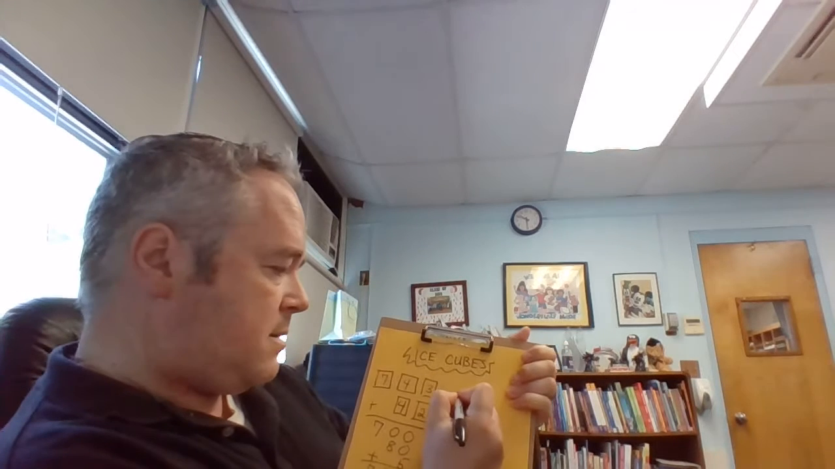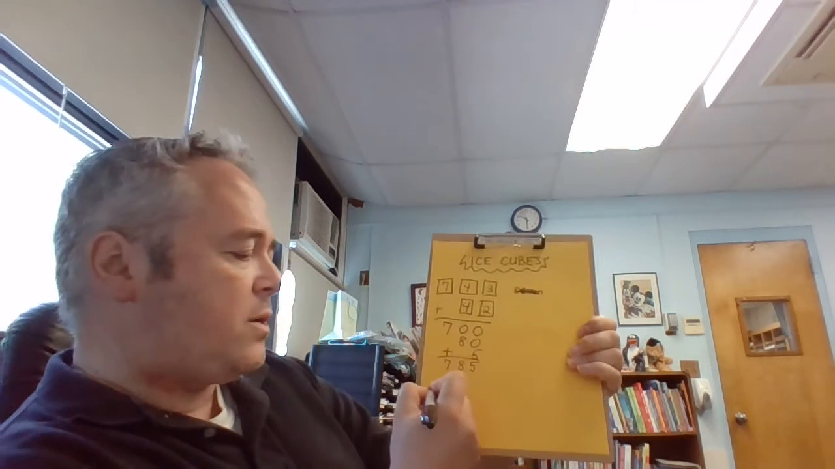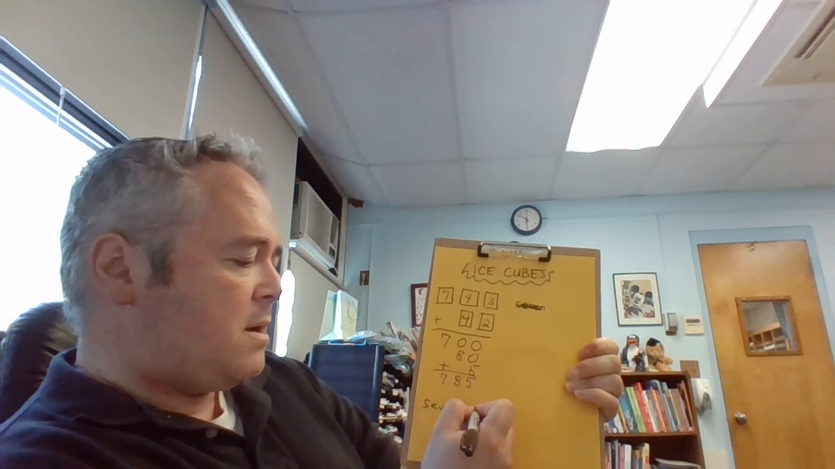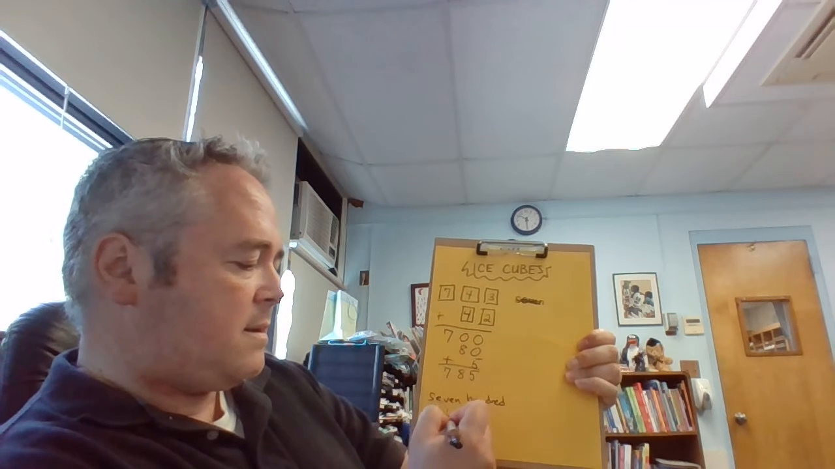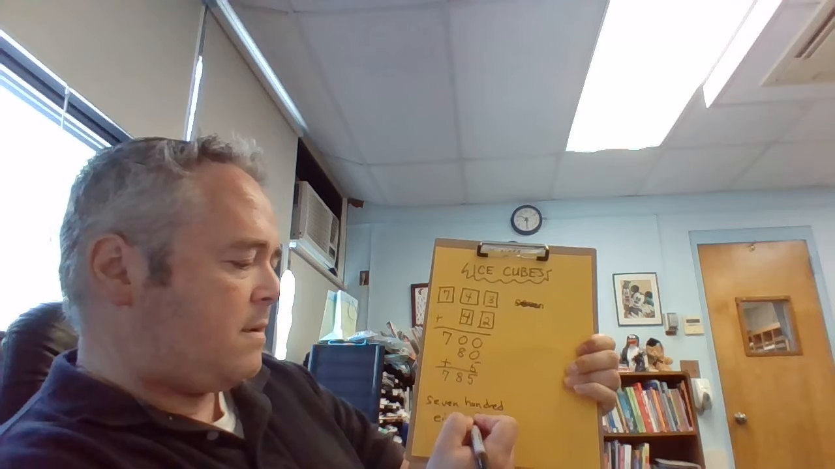Now I'm going to write it out in words. So let's see. 700. Oh, sorry, I'm going to put 700 down here. You'll see why in a minute. 785. That's my score, 785.